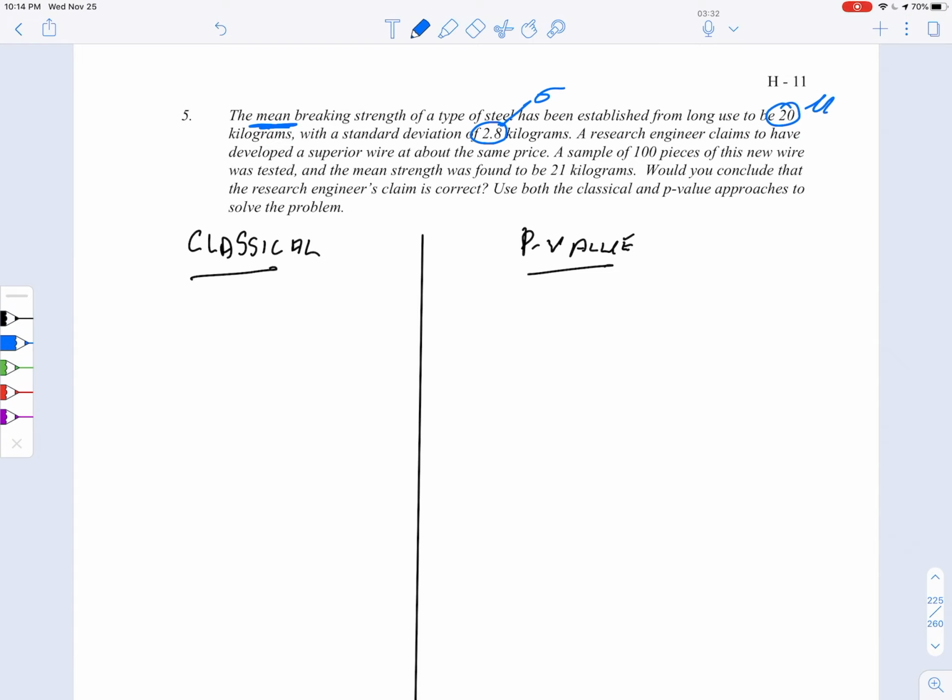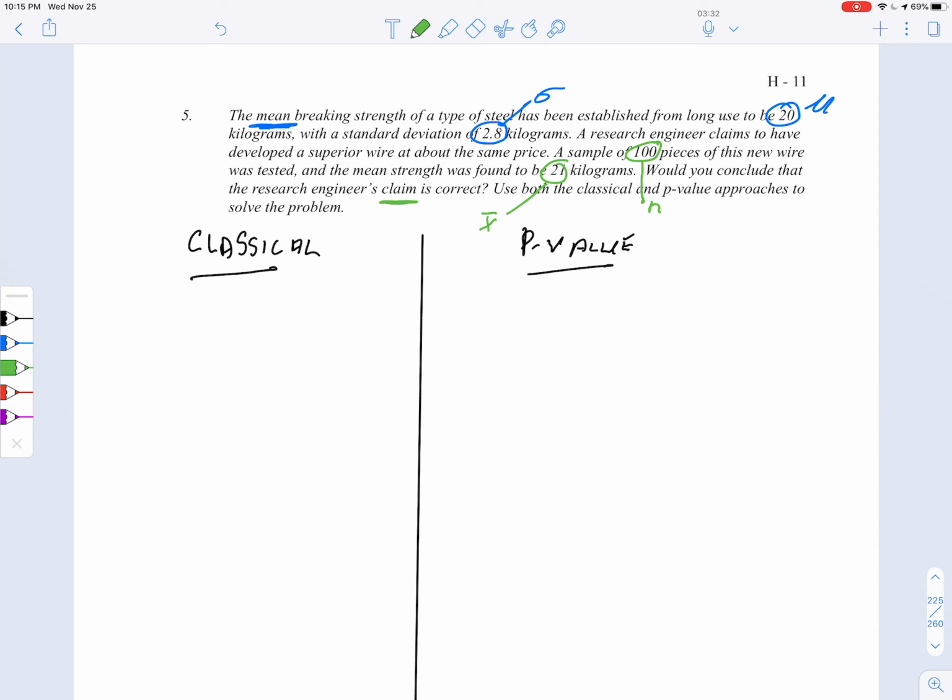A research engineer claims to have developed a superior wire at about the same price. And so they take a sample of 100 pieces. Now we're talking the sample, so this is a little n. And we end up with the mean breaking strength of the sample turns out to be x bar is 21. Would you conclude that the research engineer's claim is correct?